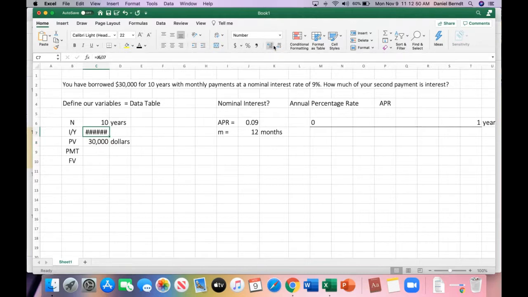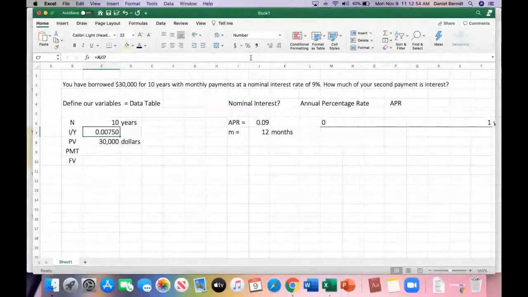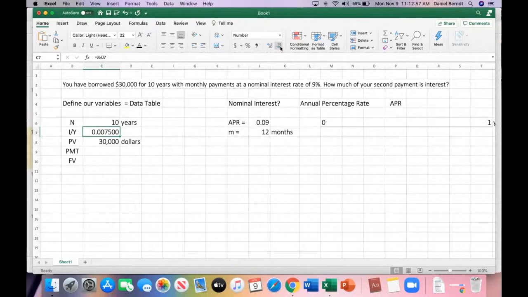I'm not sure if it'll show more. Sometimes it could be a really long decimal, and that's what's so neat about using Excel: no matter how long the decimal is, it's going to give you the most accurate number by cell referencing. So we've defined our interest rate. We have defined our principal or present value.